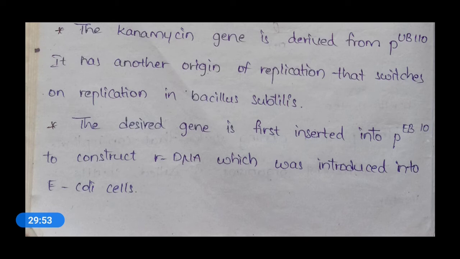And what will happen next? It will be introduced into E. coli cells. The recombinant E. coli culture is treated with chloramphenicol to increase the copy number. By treating with chloramphenicol, the number of plasmid copies will be increased in those bacterial cells.